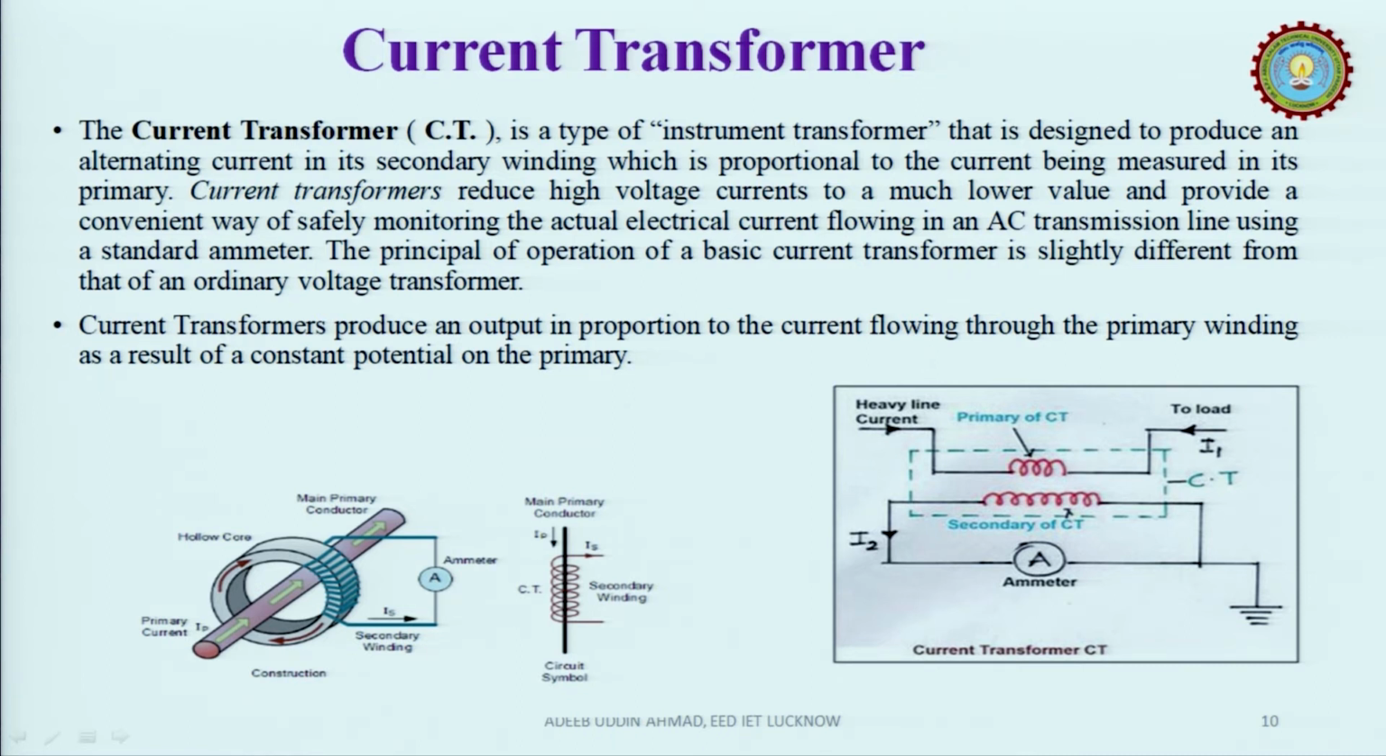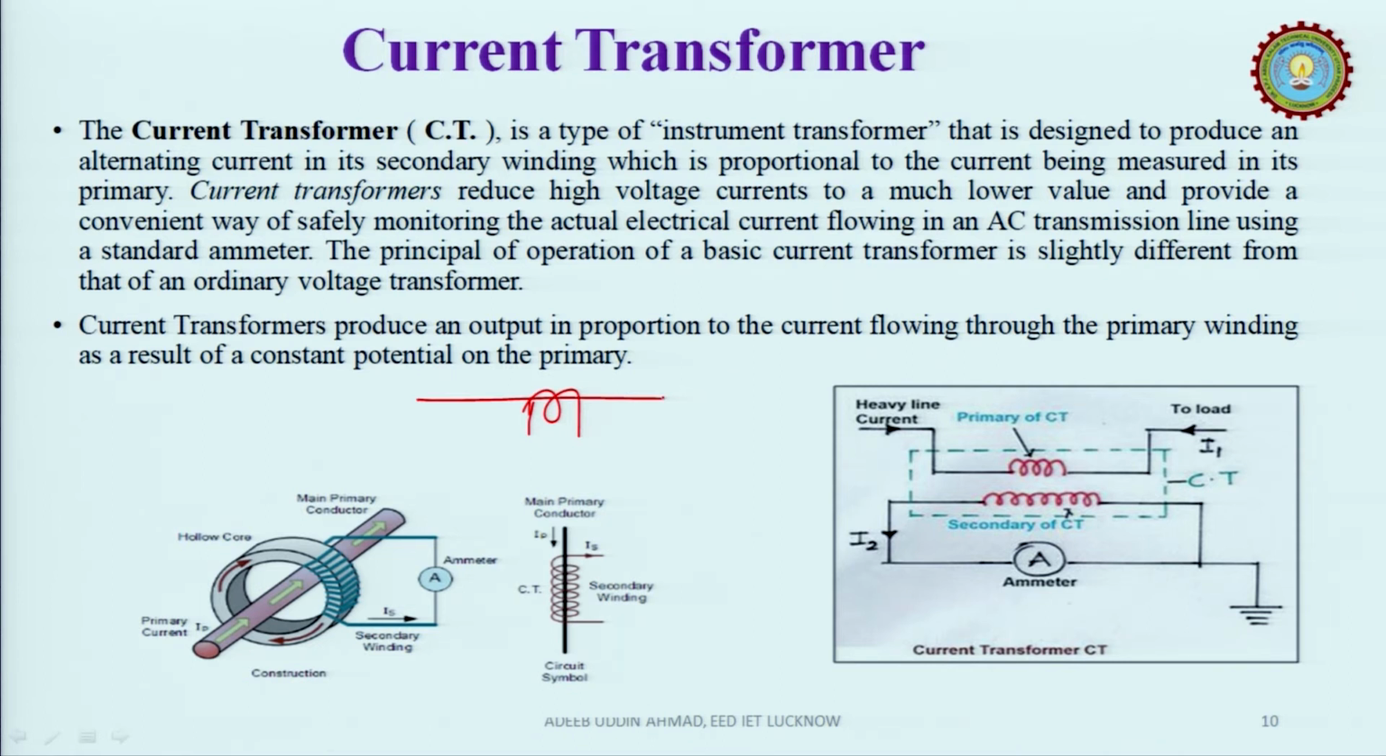So, this is the circuit symbol of the CT, and basically a CT can be shown by this symbol. We have this line, and we have this type of helical symbol. So, this is the symbol for CT. This is a current transformer.